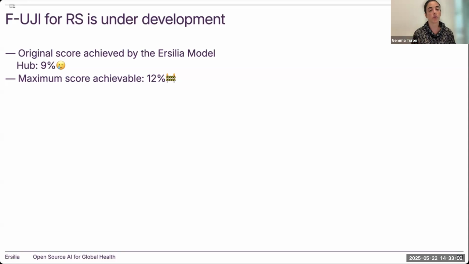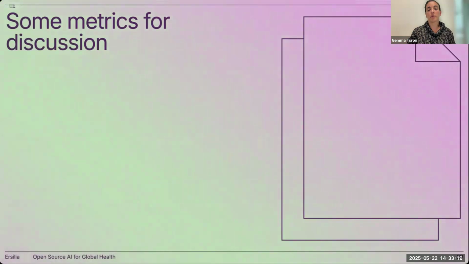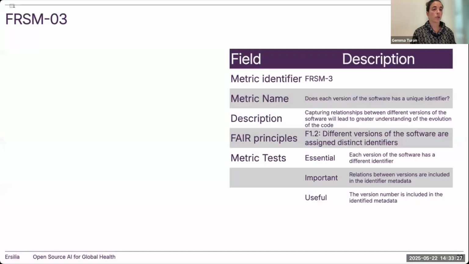So to provide examples of how we implement some of these metrics into the Ersilia Model Hub, there is a full document on this, which is available online. I can circulate the links after. But basically, I just picked 3 metrics for today's discussion so that we don't stay here forever. So bear with me, it's only 3 of them, but to give some examples. So I picked metric 3, which is about versions of the software.